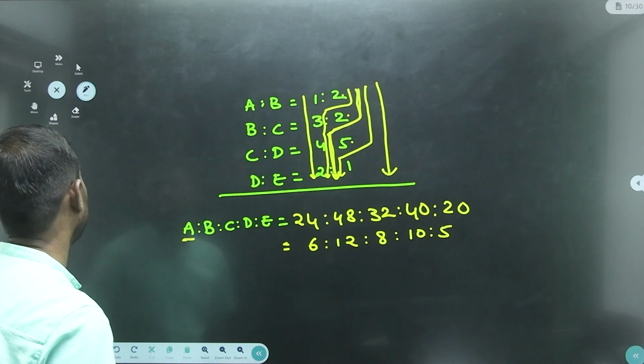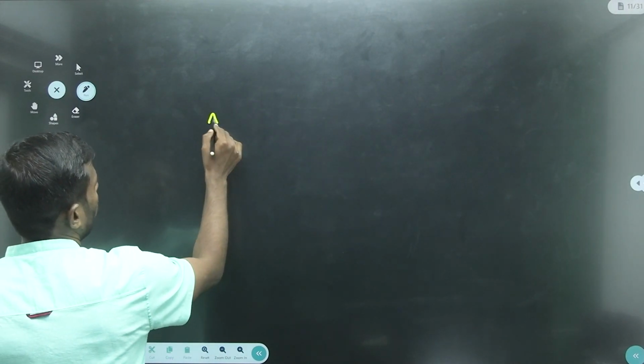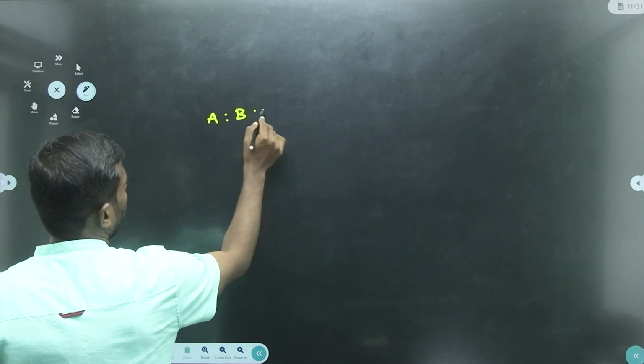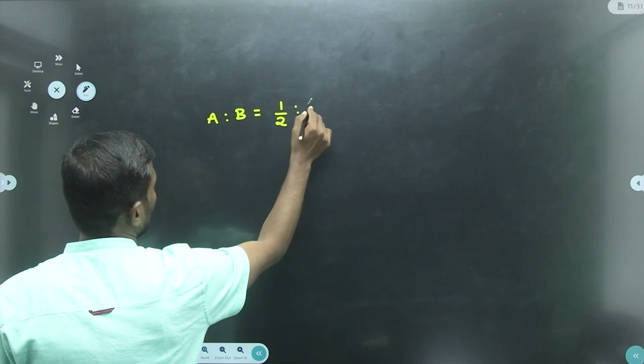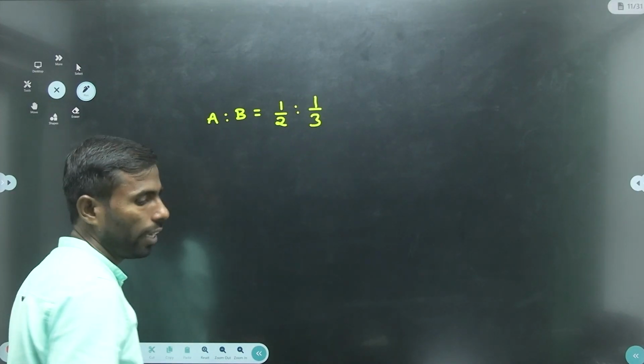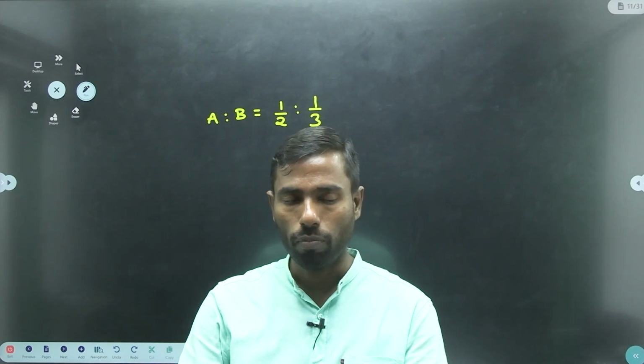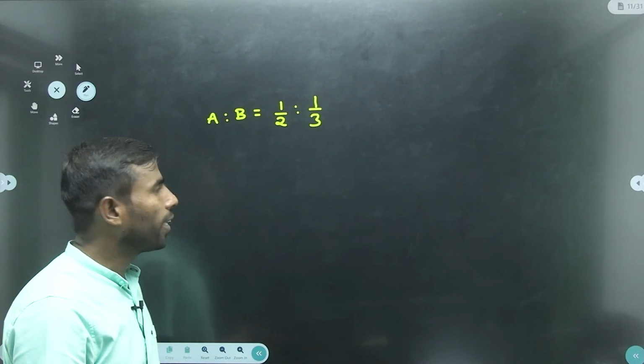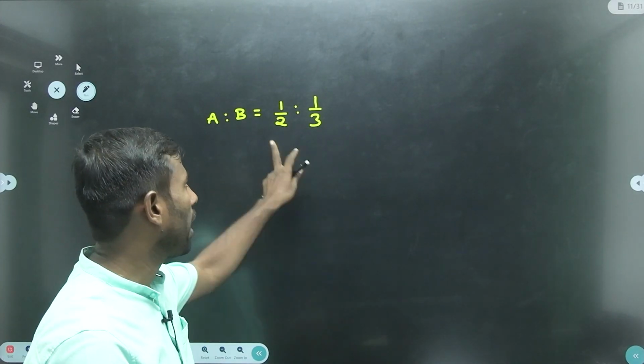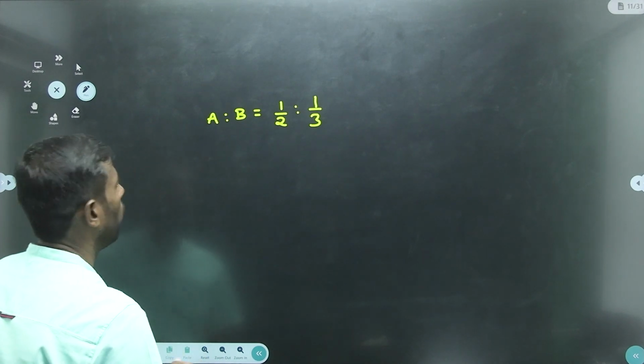When they have given fractions. Suppose they have given fractions like this: A is to B is 1 by 2 is to 1 by 3. Now we have to write it in simplified form. This is in fraction form, and we have to write it in integer number form.